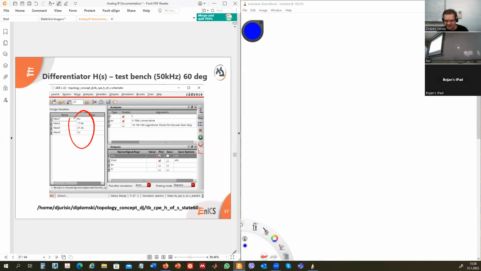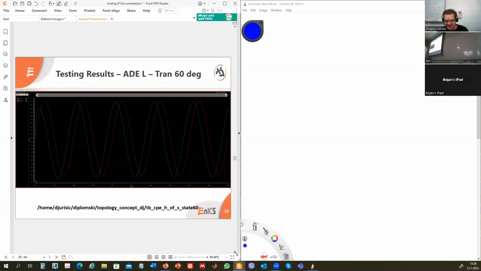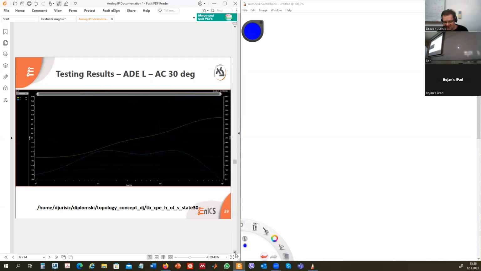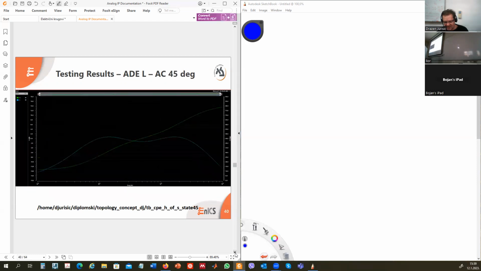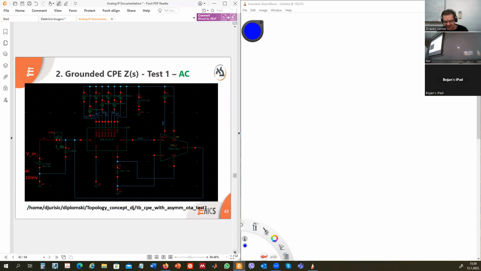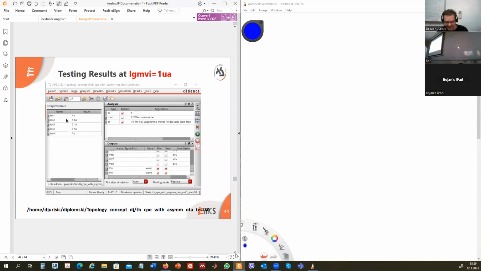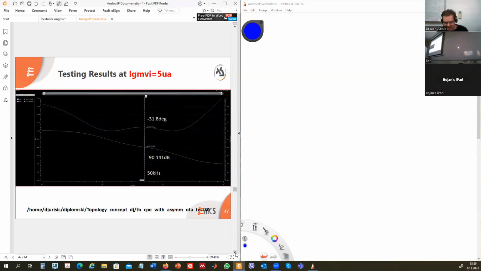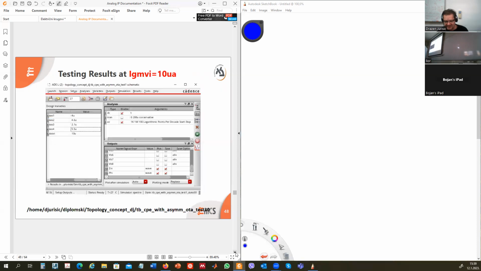Okay, just a few more minutes and then we are finished. So this is the transient analysis for 60 degrees. So you see the difference between the two sinusoids. And then we want to show AC analysis of 60 degrees, 30 and 45. If you change the current of this guy here, this is the bias, then you can have different values of the amplitude, but the phase is all the time the same. Magnitude you can change, the phase is the same.